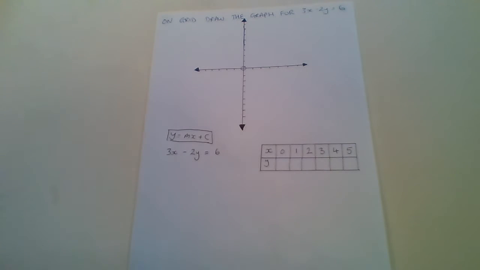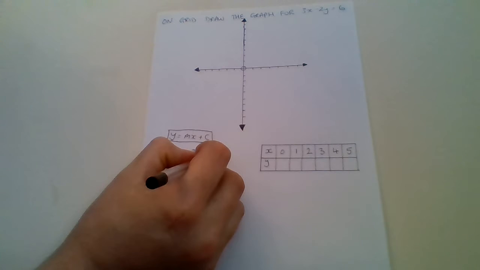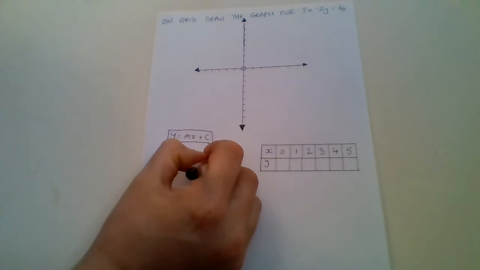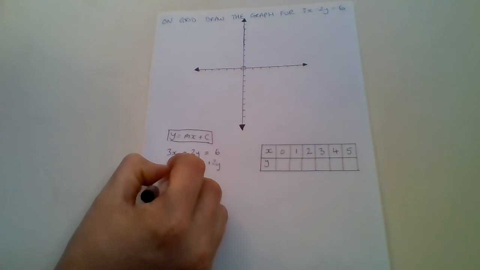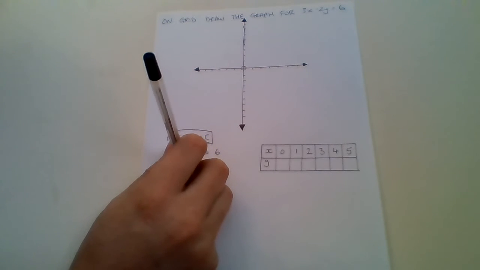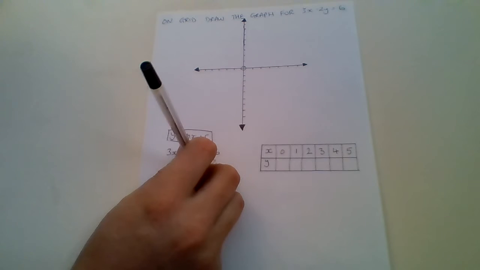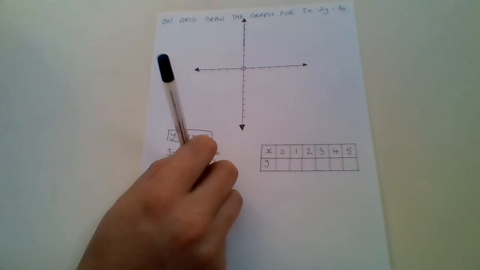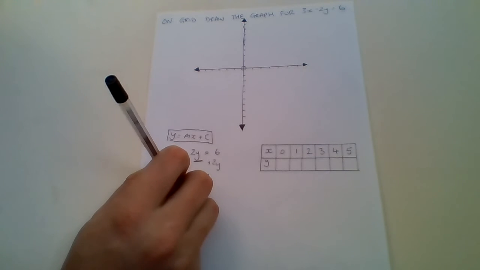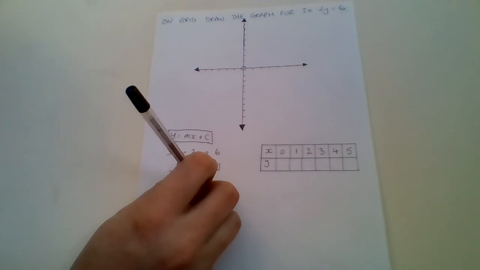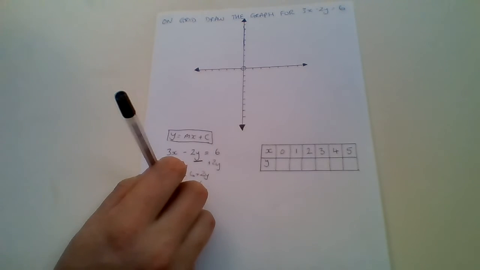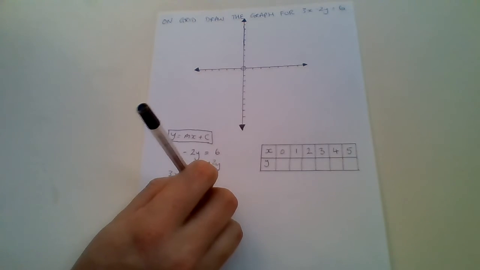Remember, it's a linear graph, so you should get a nice straight line. So first job is to get them in the form y equals mx plus c. So we have to get y as the subject. So I'm going to plus 2y to both sides. And I'm going to minus 6 from both sides. And then, because I've got 2y, I need to divide everything by 2. So I'm going to divide everything by 2.